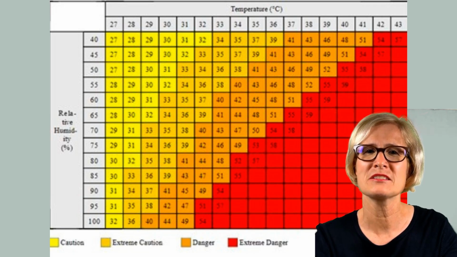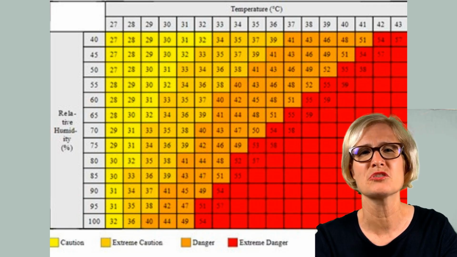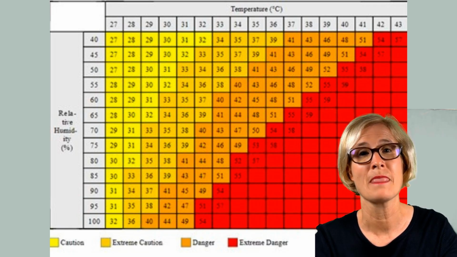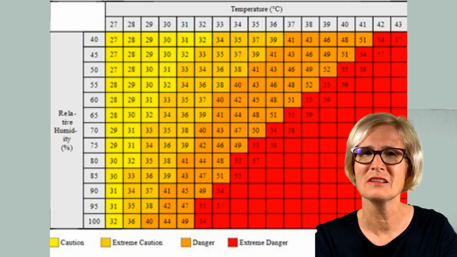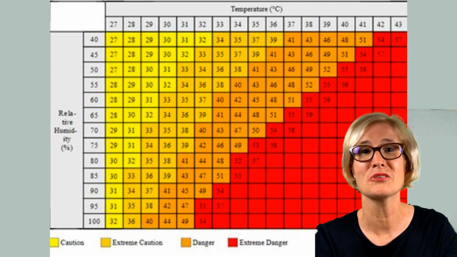The heat index combines the air temperature and the humidity to show us what the temperature feels like. For example, if it's 90 degrees Fahrenheit with high humidity, it might feel like it's over 100 degrees.